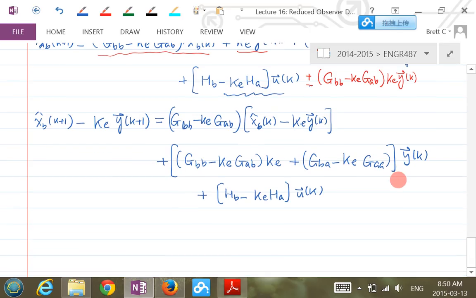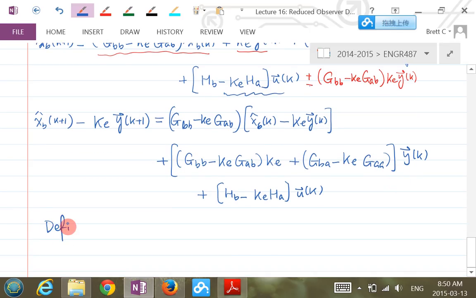So, now let's define xb hat minus ke y of k. Let's define this guy here. And we know that y of k is basically xa of k. Let's define this as a new variable. Let's call this eta hat. So define this as this.